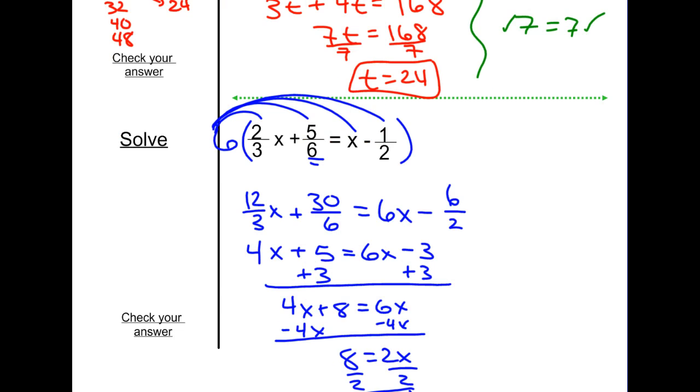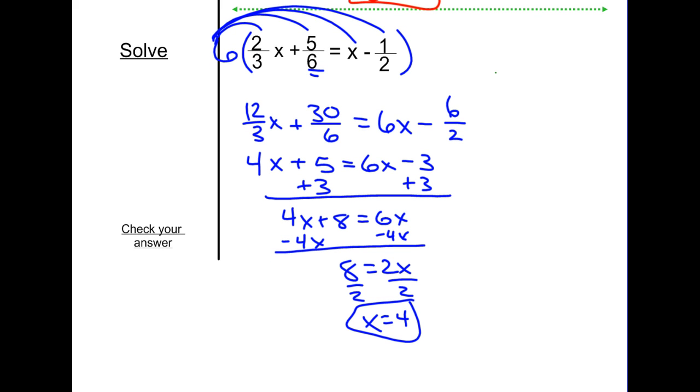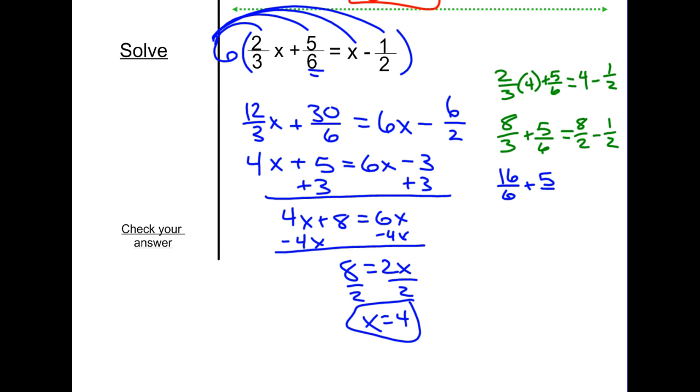That worked. Let's go down to this one now, where we're going to plug in 4. So 2/3 times 4 plus 5/6 equals 4 minus 1/2. Well, let's see here. 2/3, that'd be 8/3 plus 5/6 equals, well, I can't do that one, so I'm going to change this one to 8/2 minus 1/2. Now I need to convert these to get the common denominator. So it's going to be 16/6 plus 5/6 equals 8/2 minus 1/2.